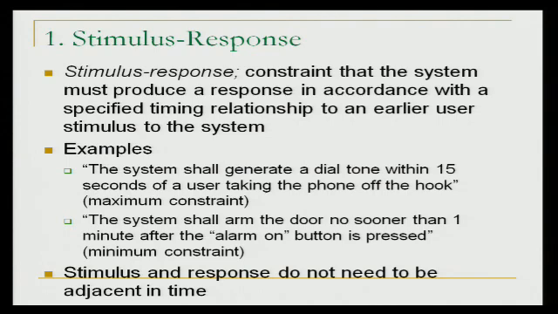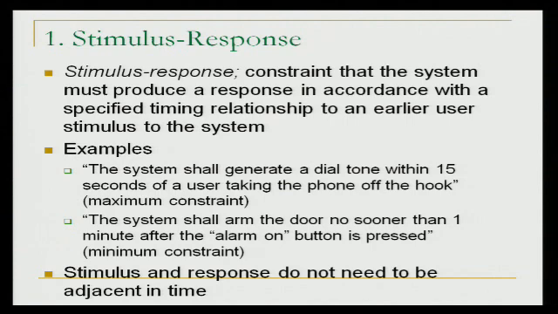The system shall arm the door no sooner than 1 minute after the alarm on button is pressed. So if you're in your house or apartment, you hit the alarm, and then you have a minute to get out of the house before it arms the alarm, right? So that's different than the first one, right? That doesn't say you have to do it within a certain amount of time. It says you have to wait at least a minute before you do it, right? See the difference? So we call that one a minimum constraint, okay?